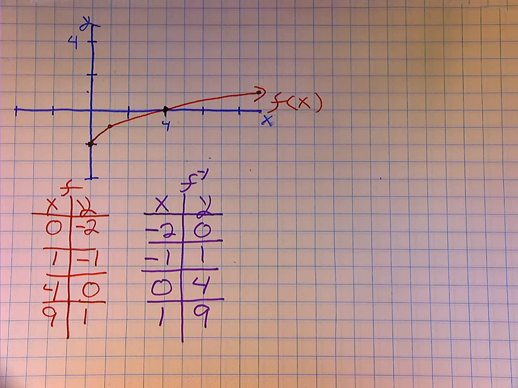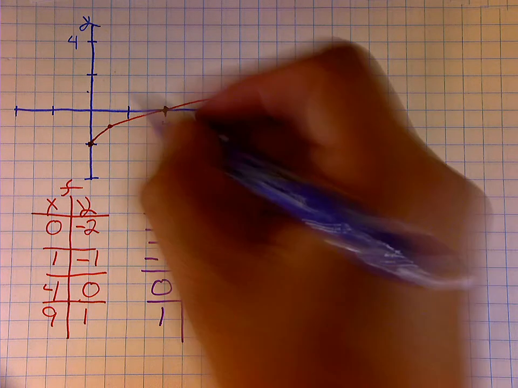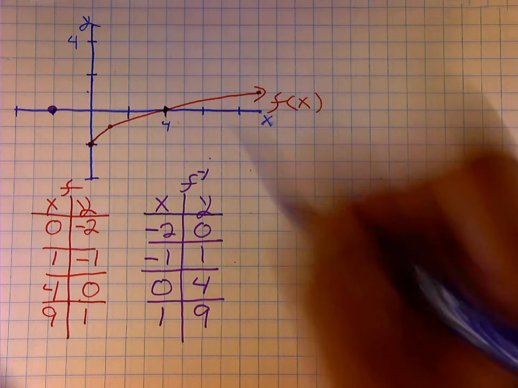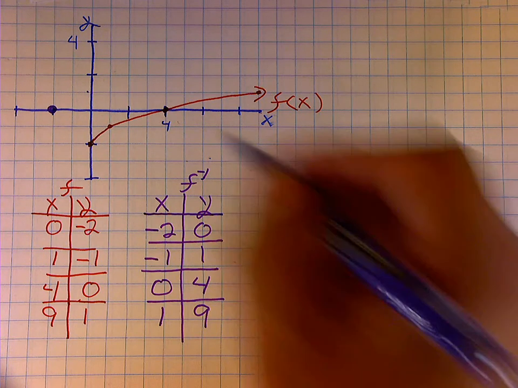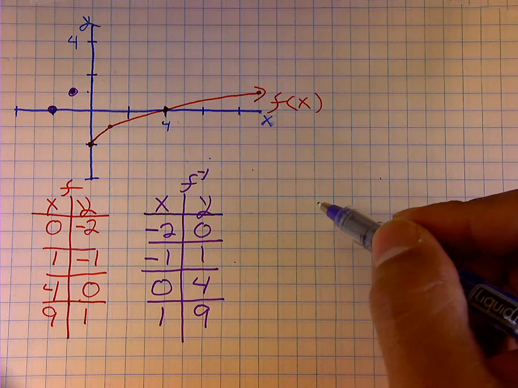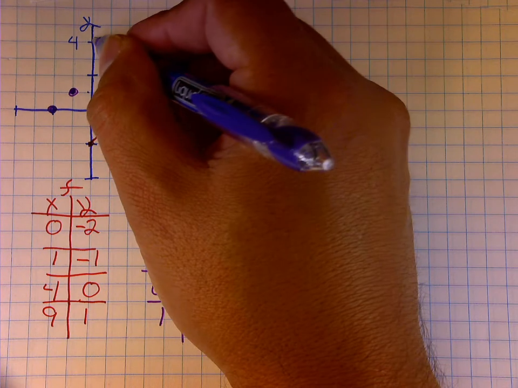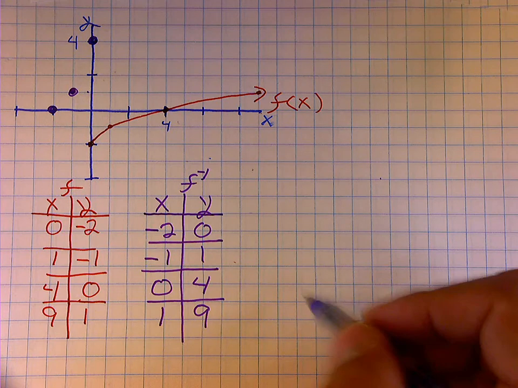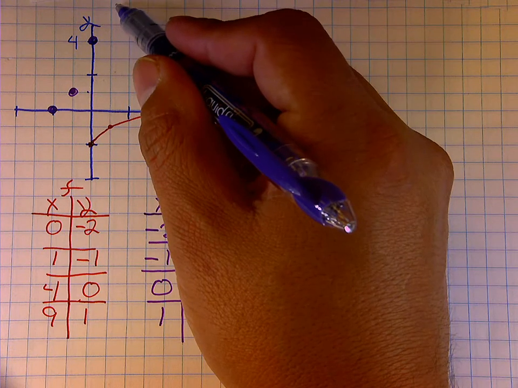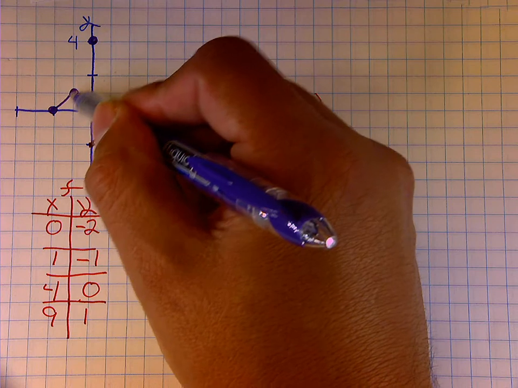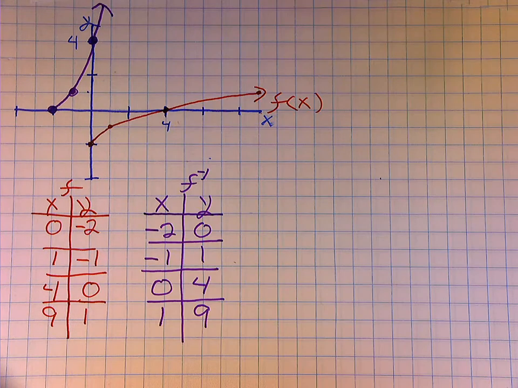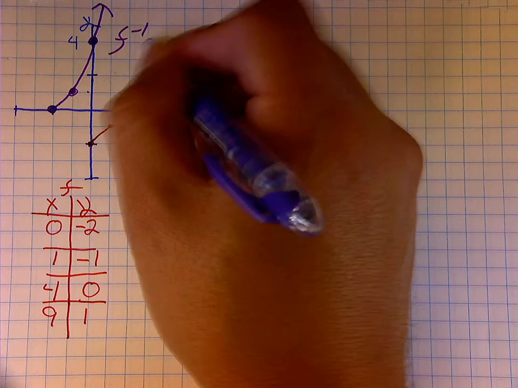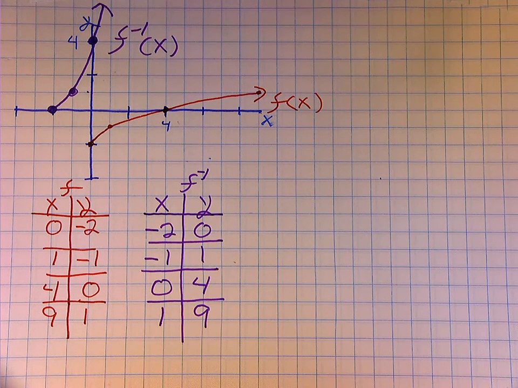I'm now going to graph these points. Negative 2, 0 is about there. Negative 1, 1 about there. 0, 4 here. And 1, 9 would be up there. We can't quite see it. But if I connect my dots, notice that this graph has the same basic shape as f of x. This is my graph of the inverse of f of x.